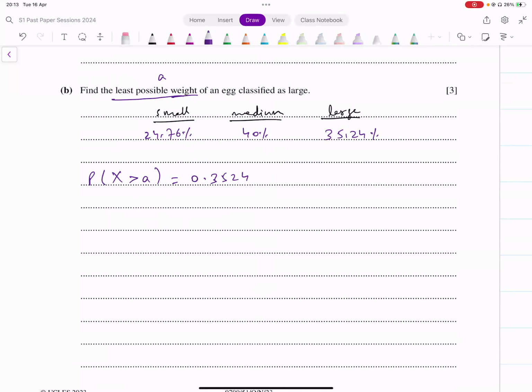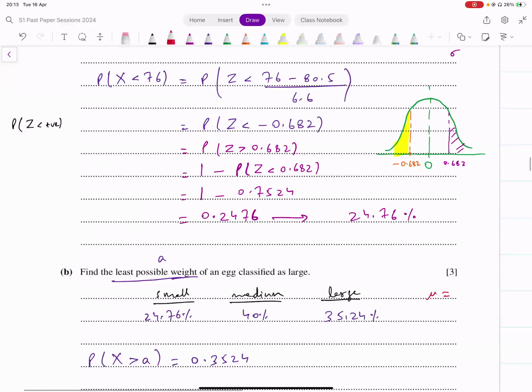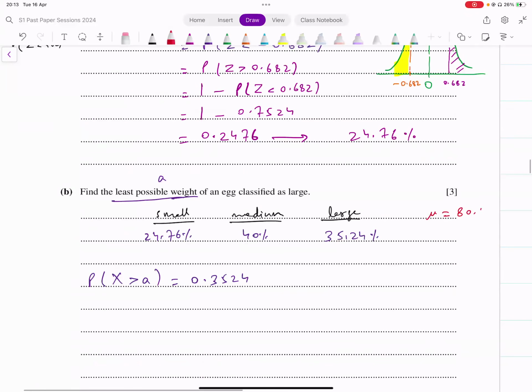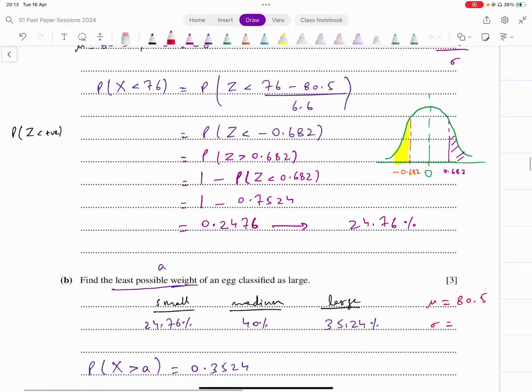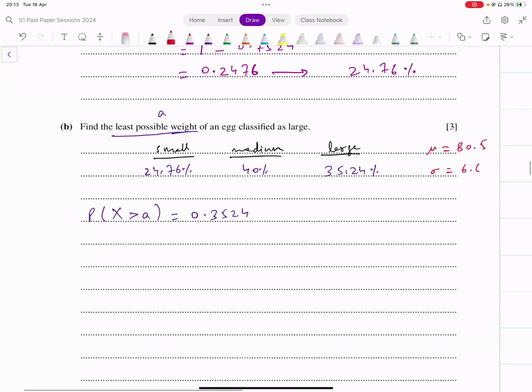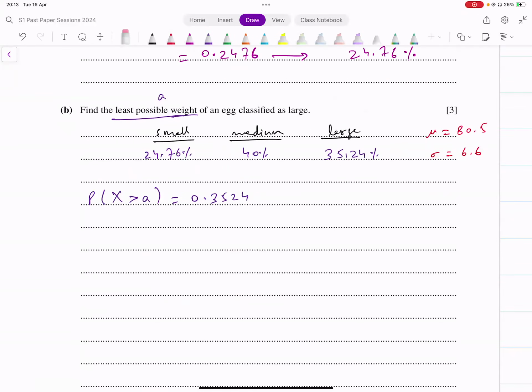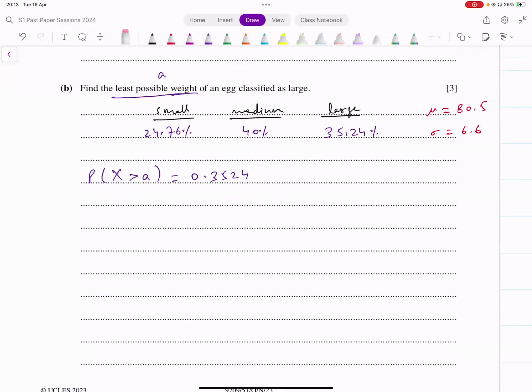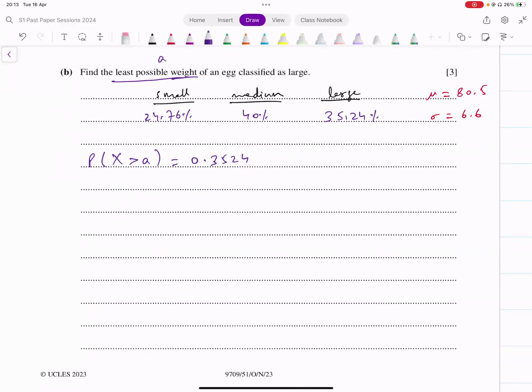Now, how does this work? You've got the mean of the data given. The mean of the data was 80.5. You have the standard deviation given as well. That's 6.6. You need to find the value of A. Now, how does inverse normal work? We just apply the standard inverse normal method on this. If x is greater than A, the probability of that is 0.3524. We can say, okay, probability of z being greater than some value, that is equal to 0.3524.